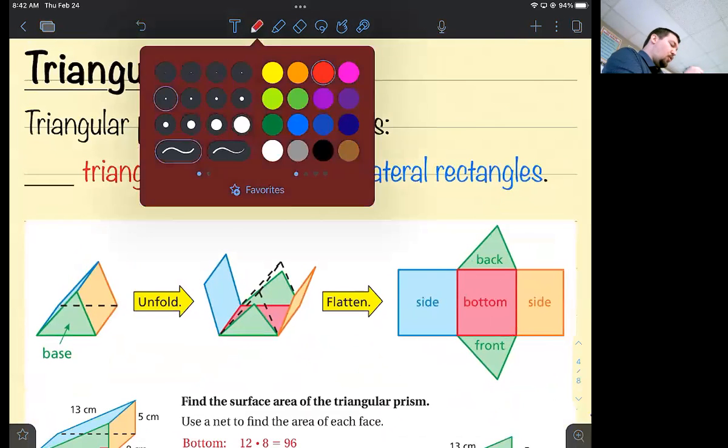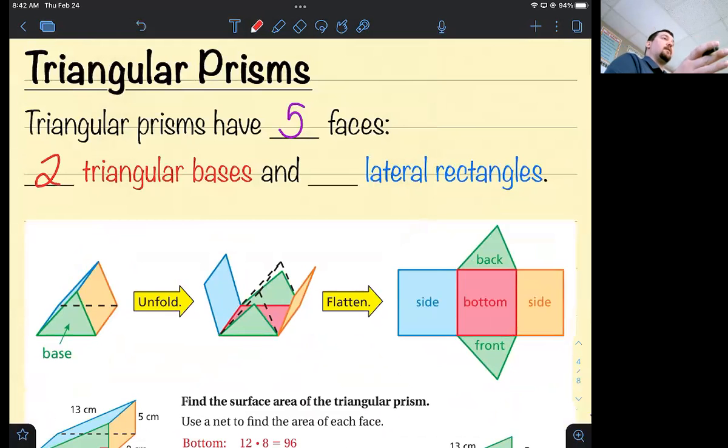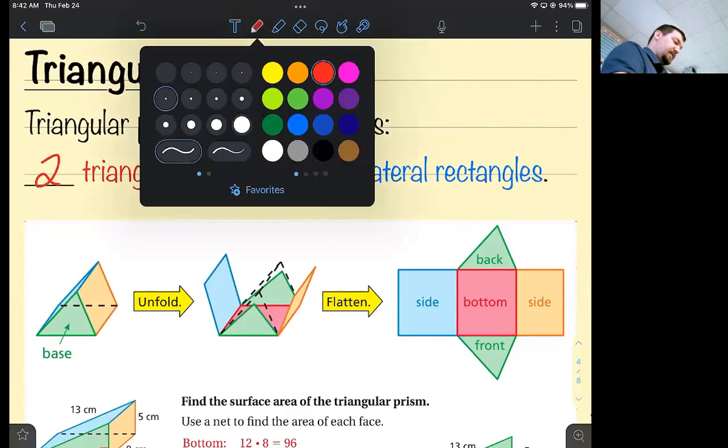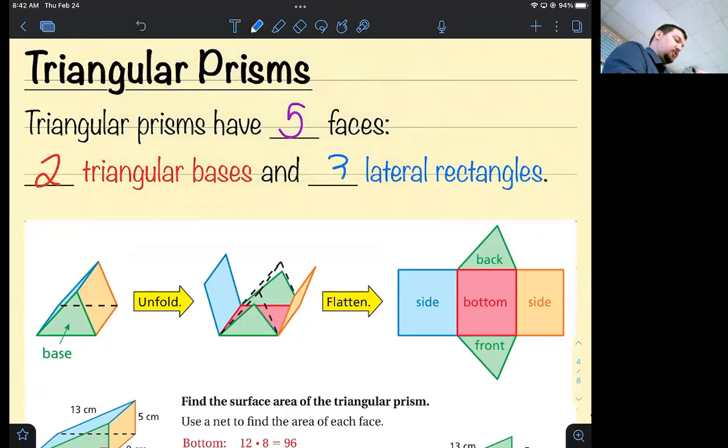Because it's a prism, you're always going to have 2 bases. Because it's a triangular prism, those bases are going to be triangles. And because it's a prism, all the other sides are still going to be rectangles. So there's always going to be rectangles on a prism, but they're not always all rectangles. Triangular prism, you have 2 triangles, your bases.